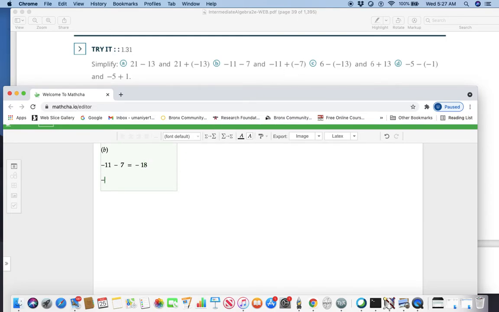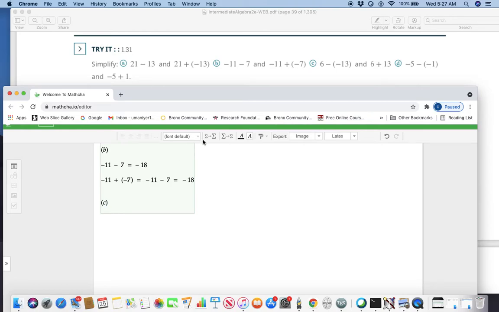What is negative 11 plus negative 7? What does it mean? Plus followed by a minus is a minus. So I'll leave everything else as it is and write down just the combination of the signs. Plus followed by a negative is a minus, negative. Now this is a problem we just did. So this is negative 18.